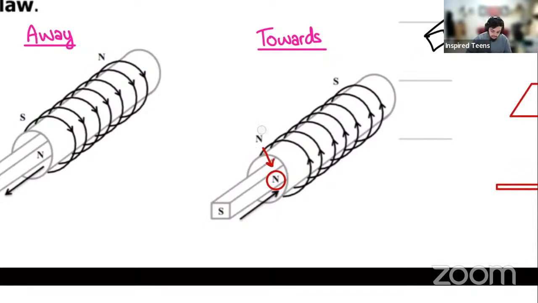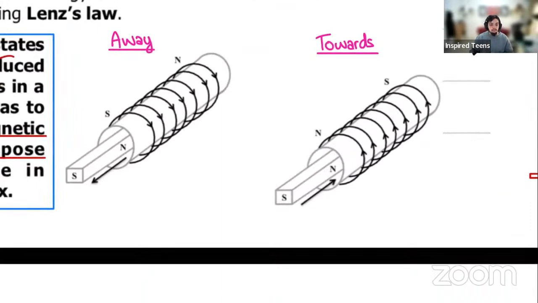Let's go through that one more time. Let's look at when it's moving away. When the bar magnet is moving away from the solenoid, it sets up its magnetic poles. How does it do that? By changing its direction of current. When the direction of current changes, the induced poles change as well.